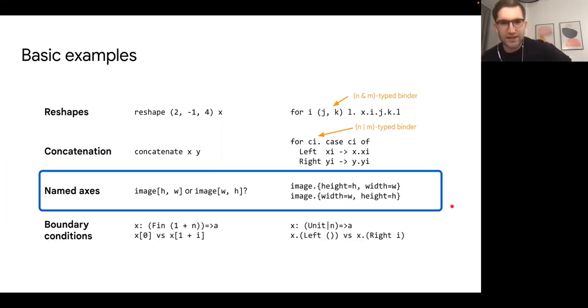And finally, another nice thing is boundary conditions. So often if you do something like dynamic programming, you will, I don't know, have an array of size 1 plus something, and you will have to explicitly, again, remember to handle the 0 case versus a non-zero case.